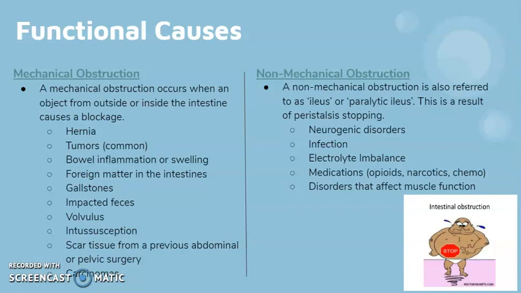The next category we have for causes is non-mechanical obstruction. These non-mechanical obstructions are also referred to as ileus or paralytic ileus. This is a result of the peristalsis stopping. Some examples of non-mechanical obstructions are neurogenic disorders, infection, electrolyte imbalance, one of the big ones being hyperkalemia, medications such as opioids, narcotics, and chemo, and disorders that affect muscle function.